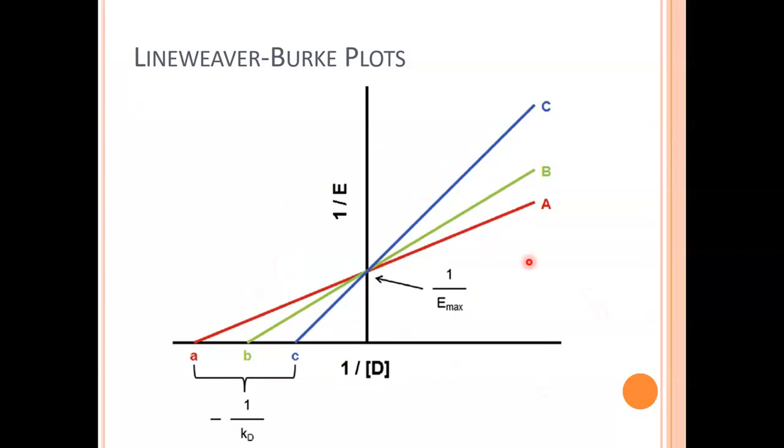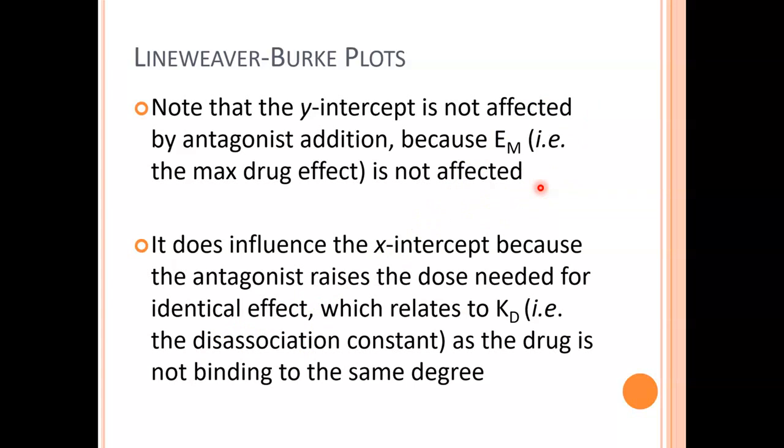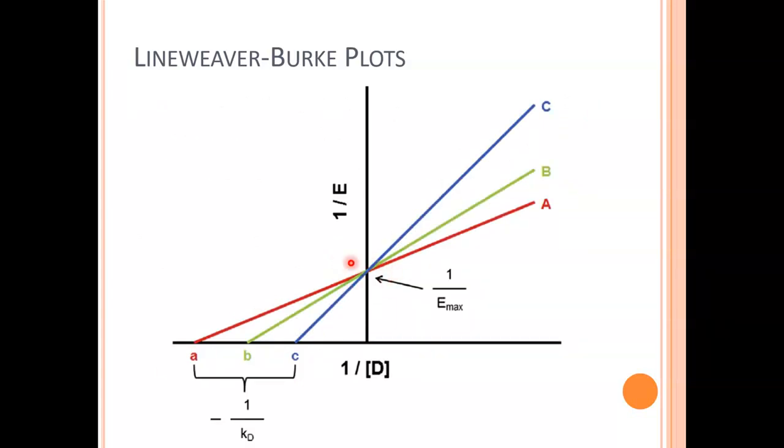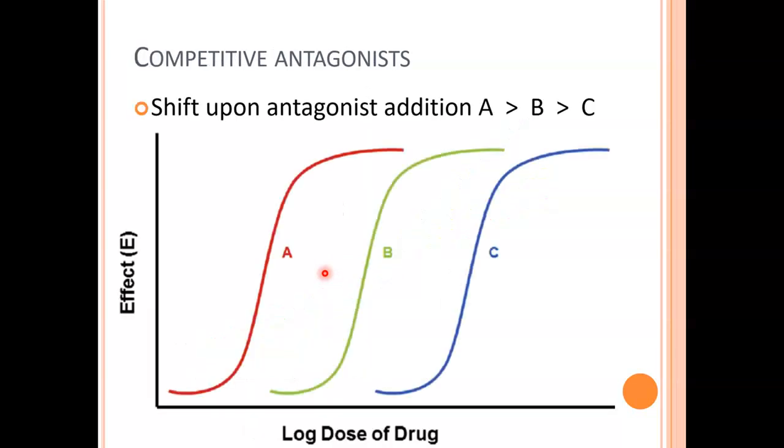And you can see this in the Lineweaver-Burk plot. So here, A is no antagonist, and then you get this increase over on this side of the dosage that you need to see the same thing. You'll note that the y-intercept is not affected. That means if you increase the concentration, your drug is still going to find a receptor and have the effect that you want to see. Or to say it another way, provided you provide enough drug, even with an antagonist present, you will still have the same effect. You will eventually saturate all the receptors.